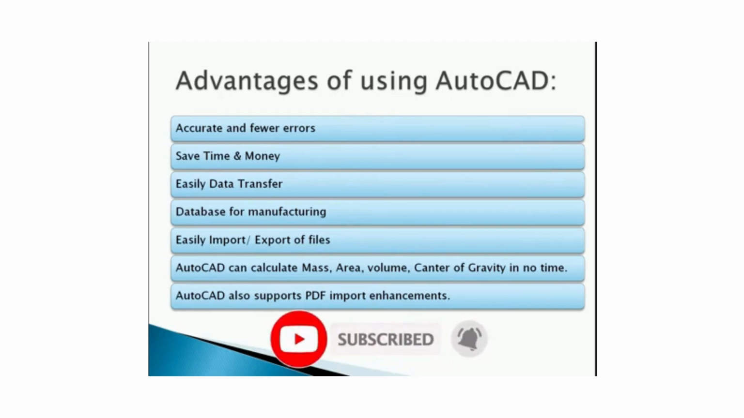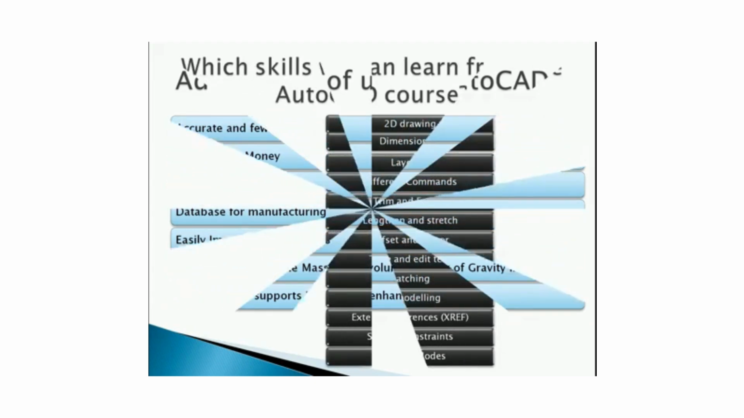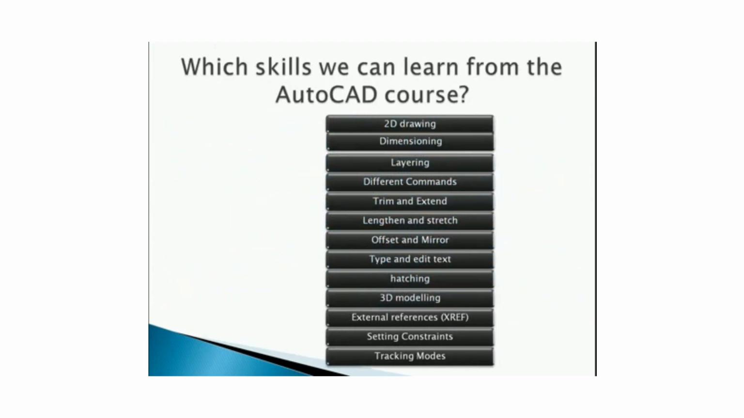Now we will see our fifth and last topic, which is which skills we can learn from the AutoCAD course. Here is the list of a few skills which we will learn from the AutoCAD course: 2D drawing, dimensioning, layering, different commands of AutoCAD, trim and extend, lengthen and stretch, offset and mirror, type and edit text. You will learn all these things and many other things by doing the AutoCAD course.